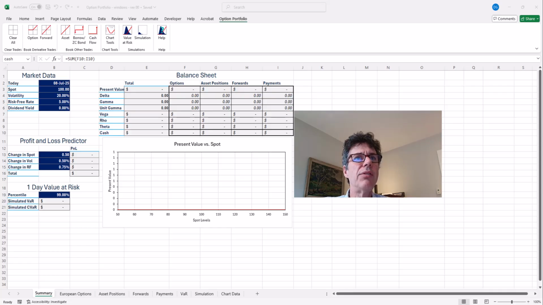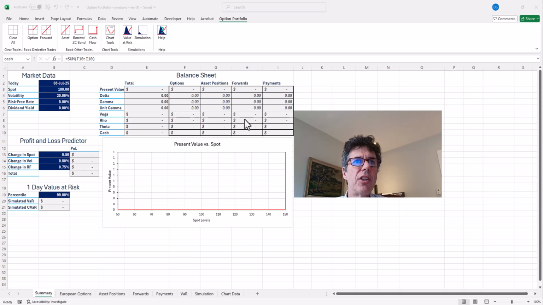I want to give you an introduction to a unique tool, which is part of the upcoming textbook, An Introduction to Derivative Securities. This tool is useful in teaching chapters 12, 13, and 15. We're going to focus on chapter 13 today. Chapter 13 is on option Greeks.